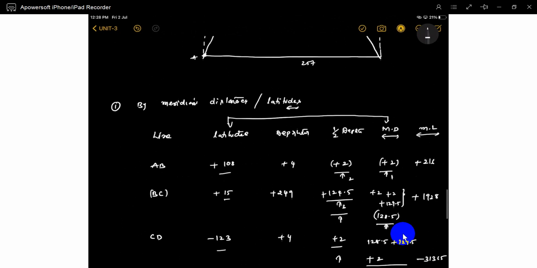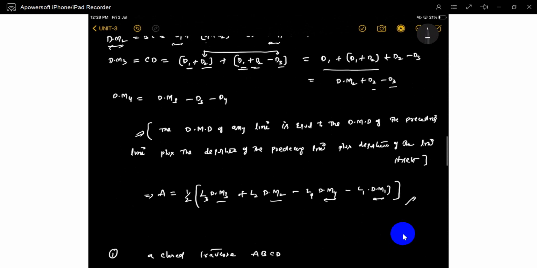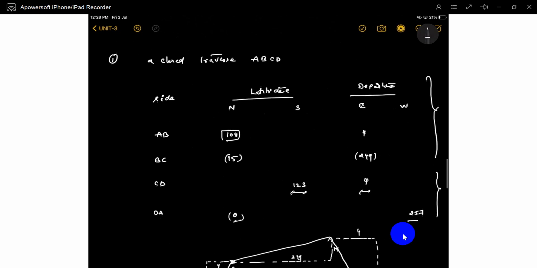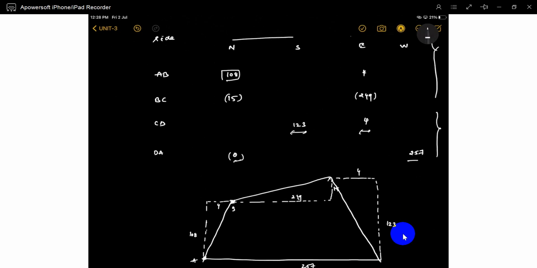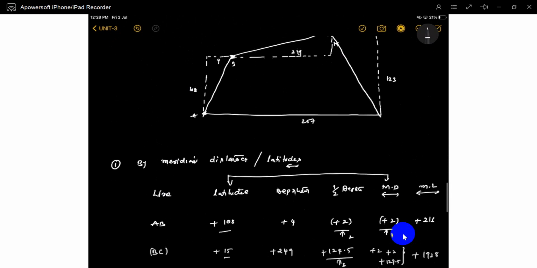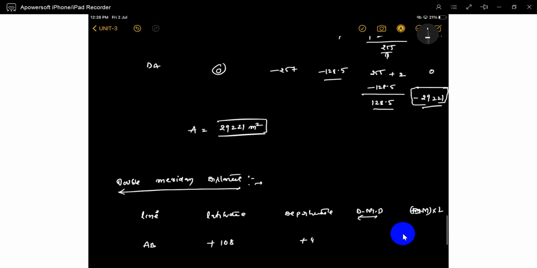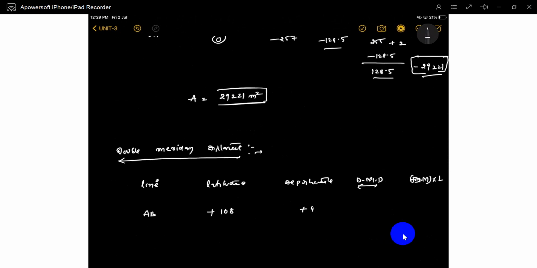What is double meridian distance? We already read it. The DMD of any line is equal to the DMD of the previous line plus the departure of the preceding line plus the departure of the line itself. So here, before it was half of the departure, here it is only the departure. That is the only difference. See, AB has no preceding lines, so it is the starting line itself. That's why the DMD is the same thing.